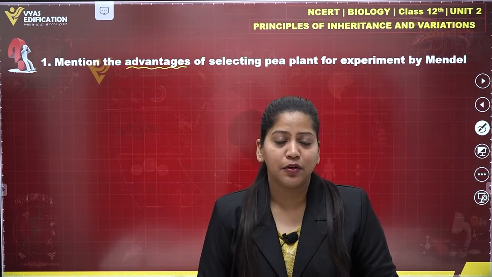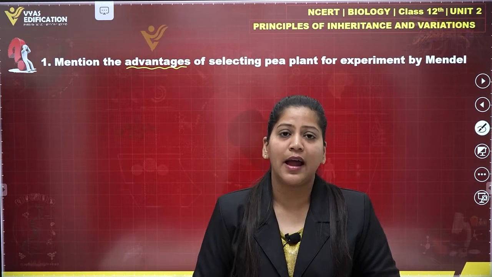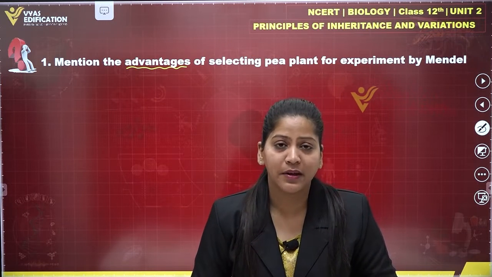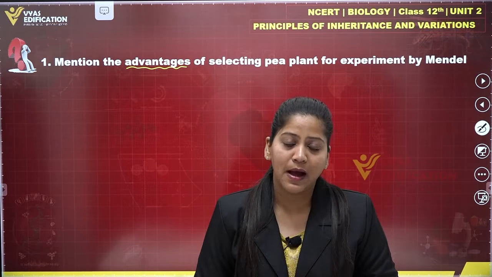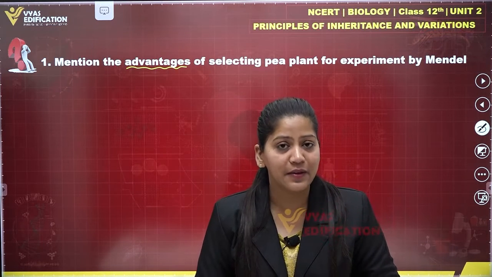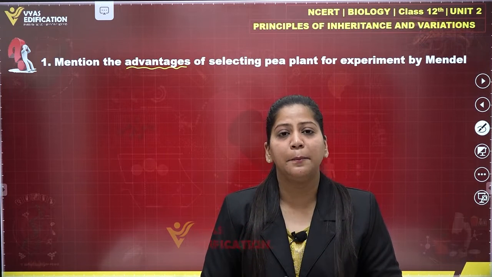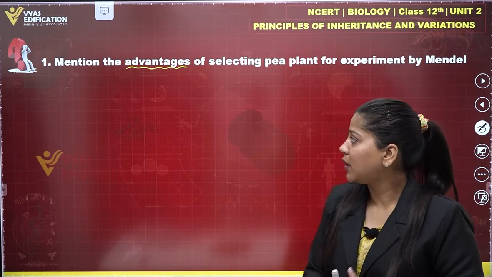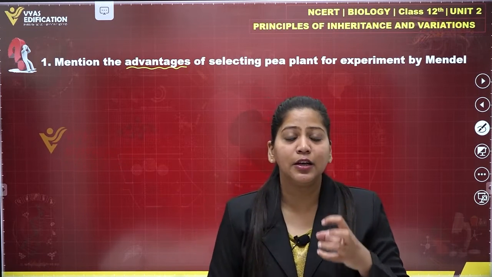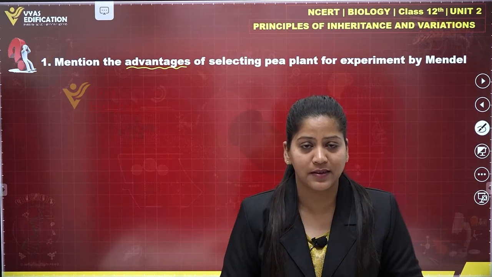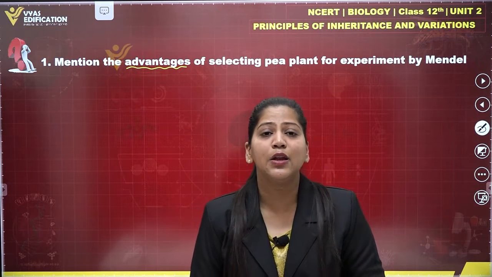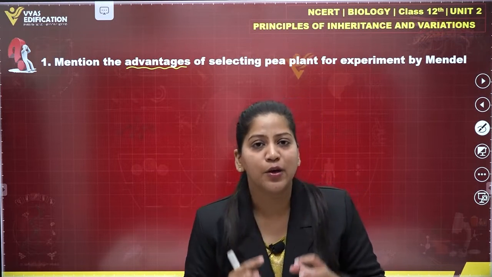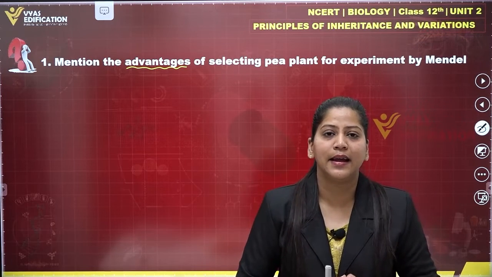Next, if we talk about their life cycle, their lifespan, their life cycle is actually short. So it's easy to experiment, it's easy to work on pea plants or any plant which has a short life cycle. So this is one of the advantages. Now, another advantage is that it produces a large number of offsprings in one generation, and it's easy to grow. All these are the advantages why Mendel has selected pea plants.